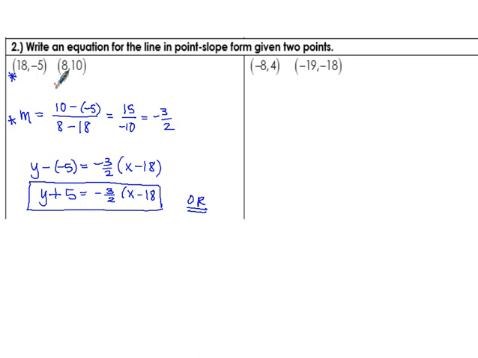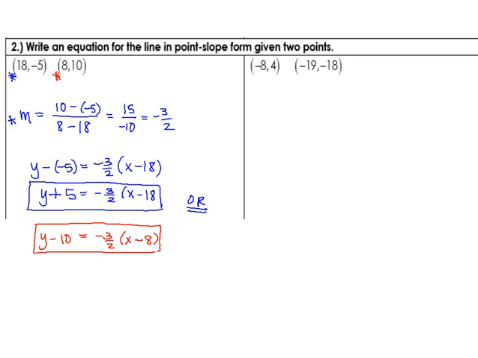Or, I'm going to put a big fat or in there, we could use the second ordered pair. So I'm going to do this one in red just to show you. I could actually do y minus 10 is equal to the slope of negative 3/2 times the quantity x minus 8. Both equations are in point slope form, and both of them are valid to be given as an equation for the line in point slope form. Either one is acceptable.